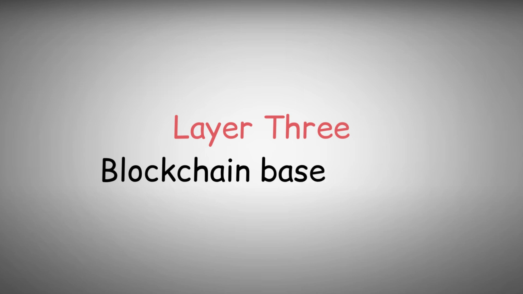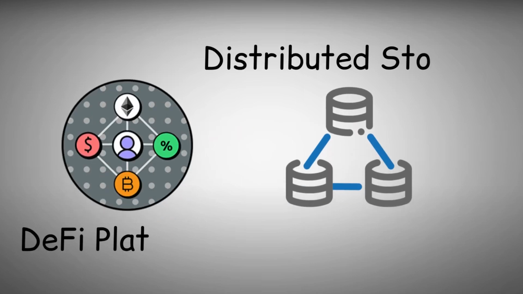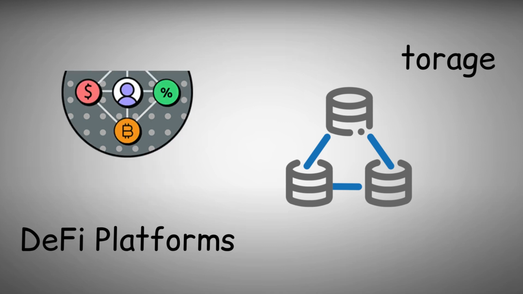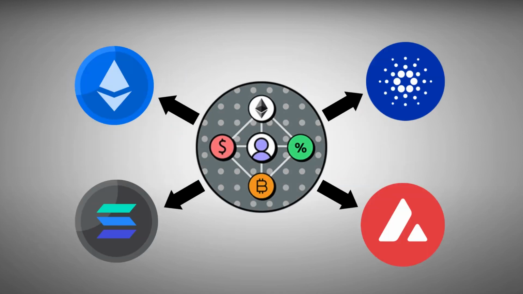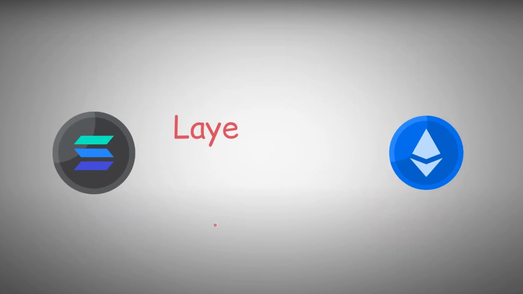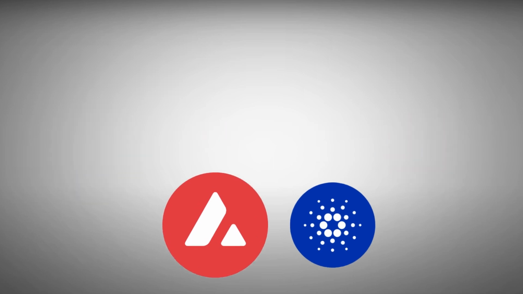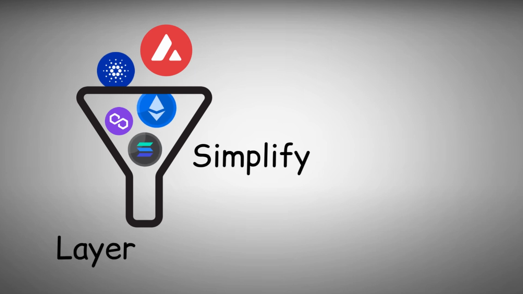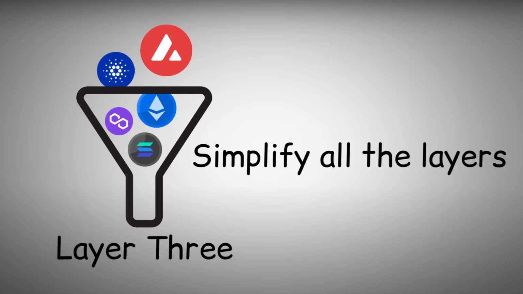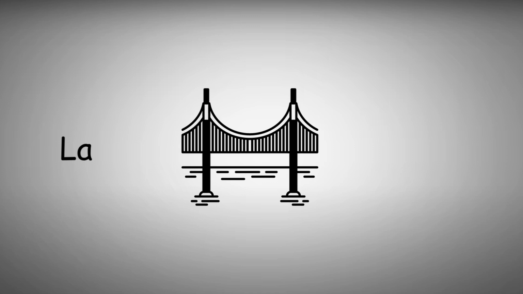Finally, let's move on to Layer 3. Layer 3 is represented by blockchain-based apps such as DeFi platforms and distributed storage apps. Many of these apps have cross-chain functionality, allowing users to access various blockchain platforms through a single app. Layer 3 solutions enhance the capacity of several blockchains by allowing them to interact without the use of a third party or intermediary. Consider Layer 3 protocols as a means to simplify all the layers without adding unnecessary complexity.